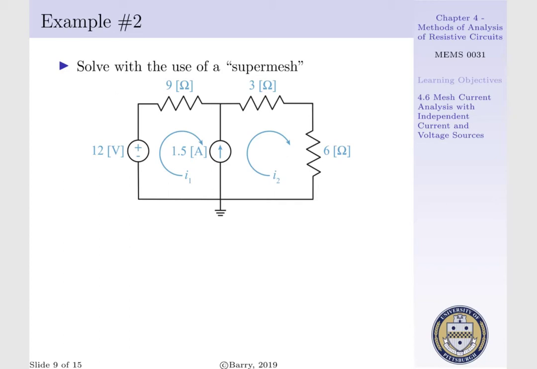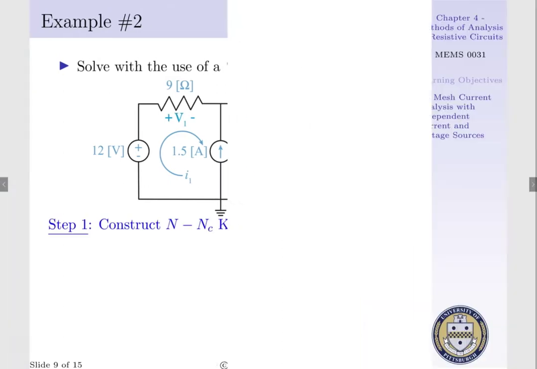Let us look at the same circuit. Now we want to solve for I1 and I2 using a super mesh. We will employ our standard 4-step procedure. However, we will update our number of KVL equations needed to solve for our mesh currents.